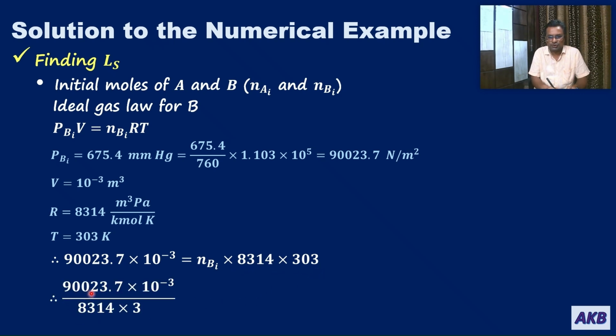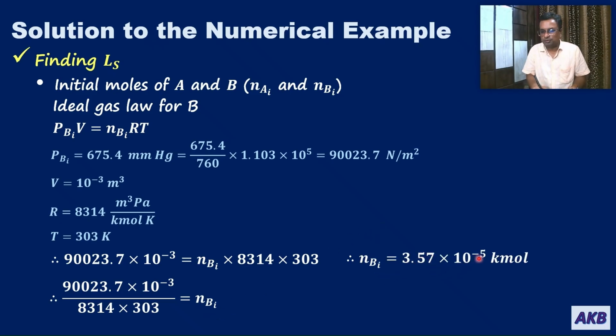That is 90023.7 into 10 to the power minus 3 divided by 8314 into 303. That is equal to NBI. That gives NBI as 3.57 into 10 to the power minus 5 kilomole. That is, NBI will be 3.57 into 10 to the power minus 2 mole if I multiply with 10 to the power 3. So in this way, now we have got initial moles of A and initial moles of B. So let us move on.